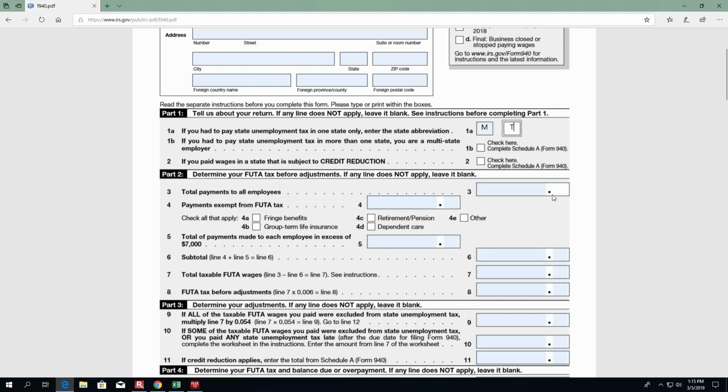So you've got the numbers sitting in front of you. What was my total payment to all employees all year? You told me: total payment to all employees all year, $114,818, or whatever that number was. Yeah.